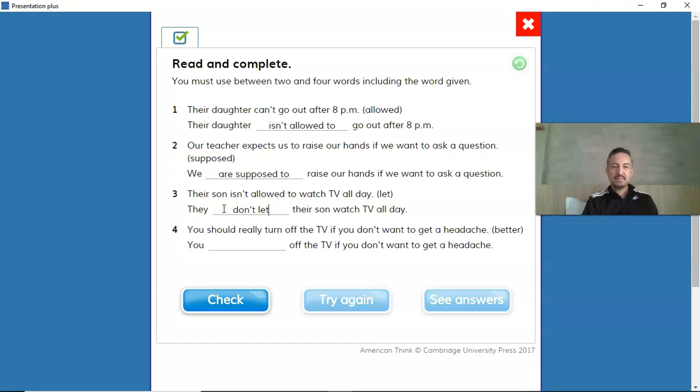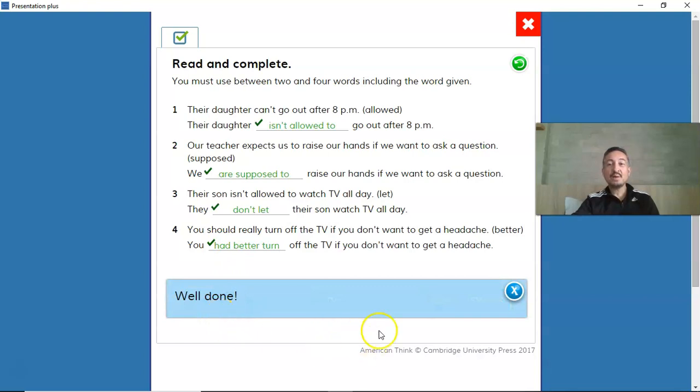And finally, number 4. You should really turn off the TV if you don't want to get a headache. Here, it's a good idea to turn off the TV, because otherwise you're going to get a bad headache. So here it's had better, what we have seen before. It's a good idea. We had better turn off the TV if we don't want to get a headache. Okay? Let's check. Well done.